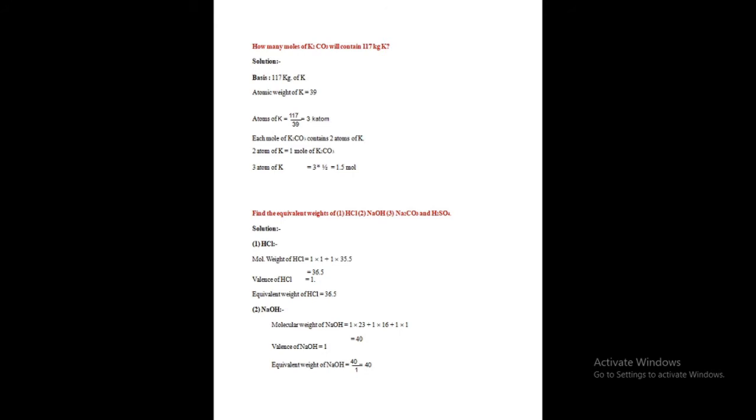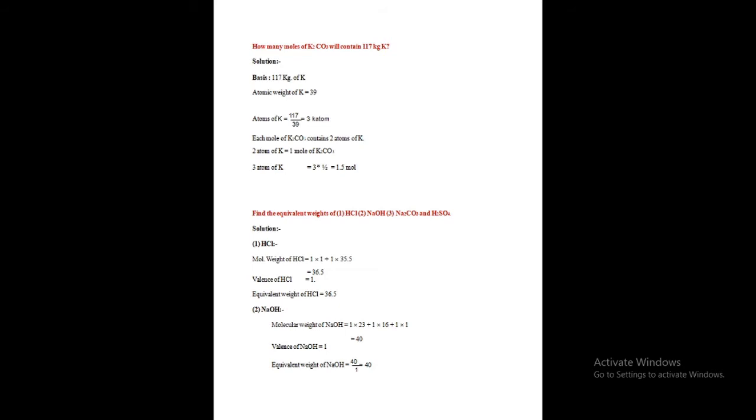So the first one, HCl, hydrochloric acid. How to calculate the equivalent weight of hydrochloric acid? Equivalent weight is equal to molecular weight divided by valency. If you know the molecular weight and the valency value, divide the two values and you can easily find the equivalent weight of any compound.